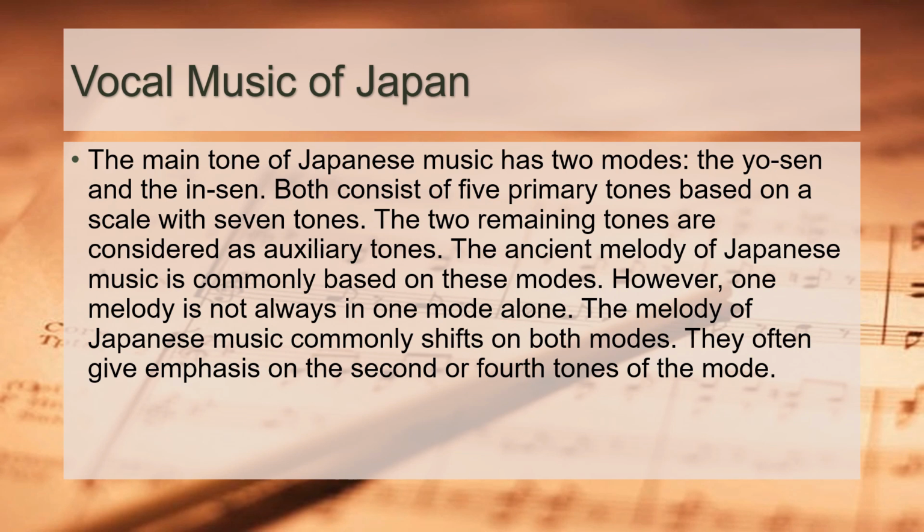Okay, so let's talk about vocal music of Japan. So the main tone of Japanese music has two modes, the yosen and the insen. So both consist of five primary tones na nakabasay doon sa kanilang scale na may seven tones. So the two remaining tones are considered as auxiliary tones. The ancient melody of Japanese music is commonly based on these modes.